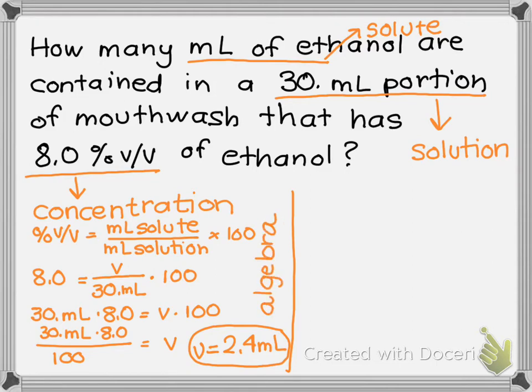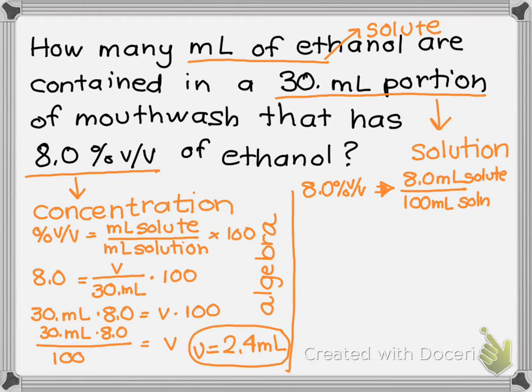Now the second way you can do it is using concentration as a conversion factor. And as I do this more and more, I prefer this way, but sometimes it's initially hard to see. What you have to understand is what 8% means. And this is volume to volume. A percent means out of 100. So 8% would tell me I have 8 milliliters in 100 milliliters. And it's 8 milliliters of my solute, which is my ethanol, and 100 milliliters of my solution. That is what the 8% means.